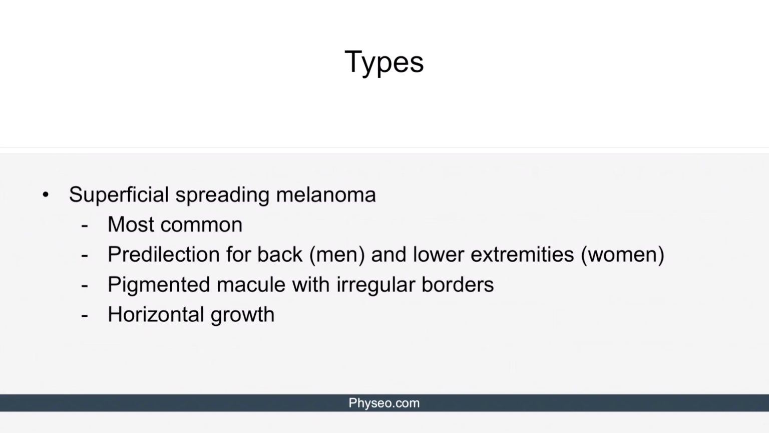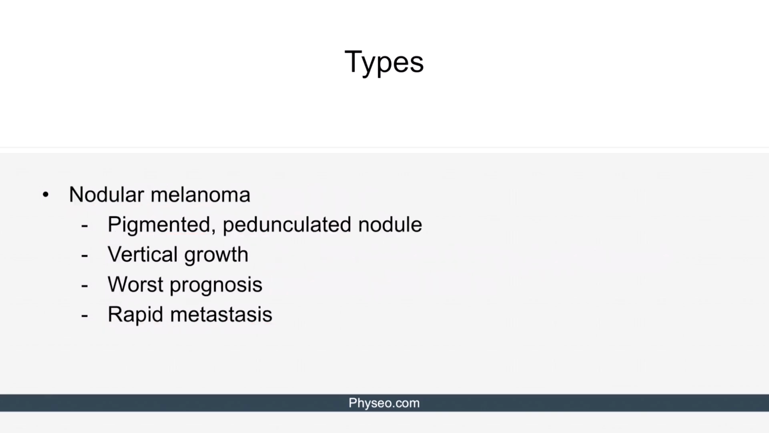Now, there are mainly four types of melanoma that we'll discuss here. Superficial spreading melanoma is the most common type. It has a predilection for the back in men and the lower extremities in women, and it presents as a pigmented macule with irregular borders. And it has a horizontal growth, which means that the spread of melanoma occurs in a transverse manner, and it has a good prognosis. The second type we'll discuss is nodular melanoma.